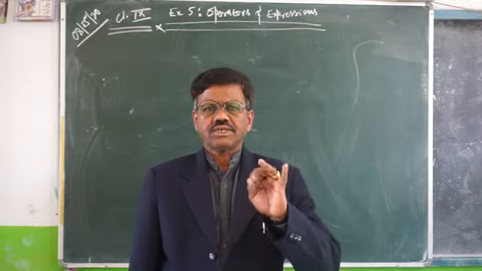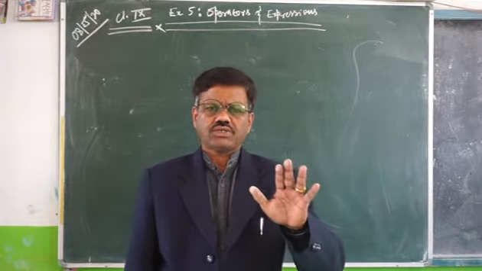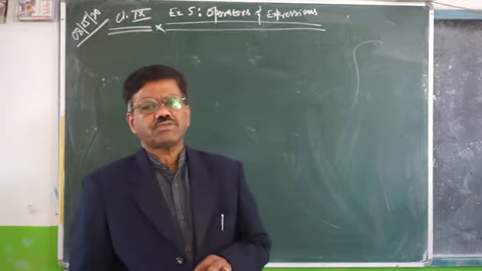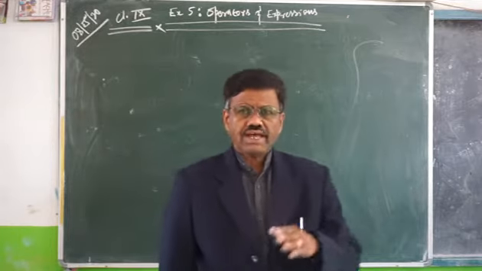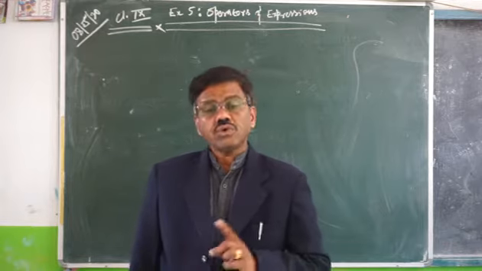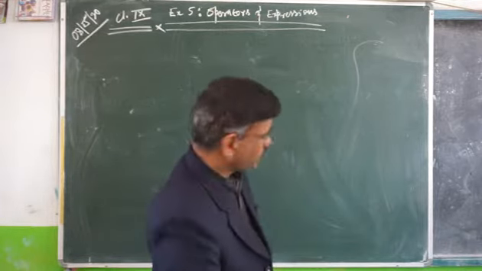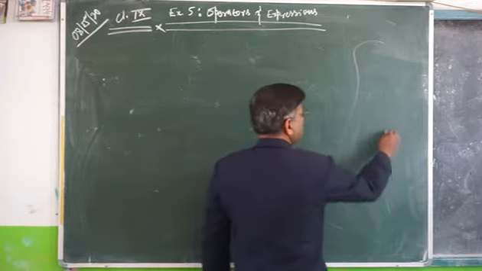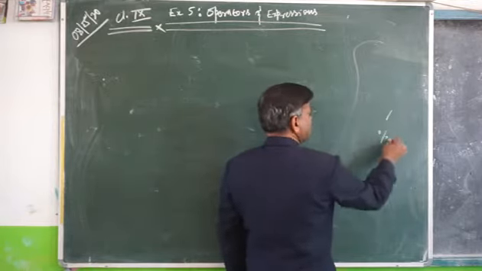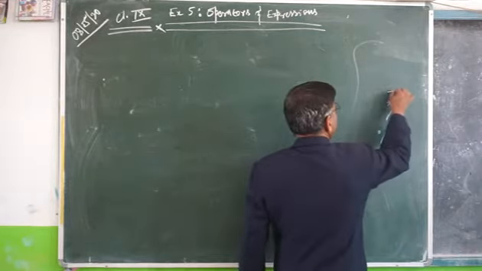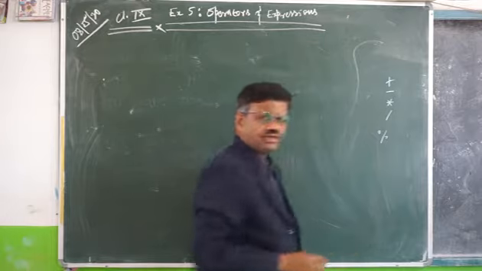Plus, minus, asterisk, slash and modulus. Plus is meant for addition, minus is meant for subtraction, asterisk is meant for multiplication, slash is meant for finding the quotient, right? And modulus is meant for finding the remainder. These are the 5 arithmetic operators we have.